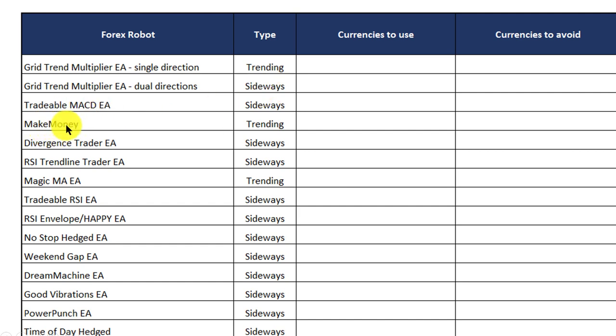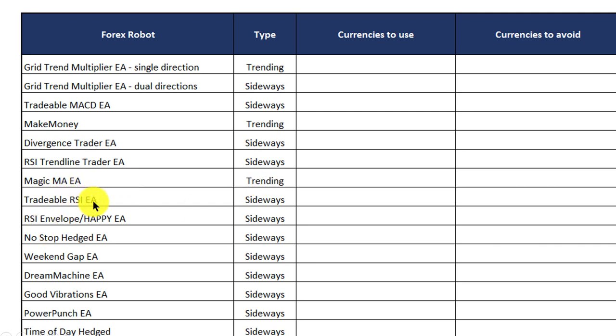The make money is definitely a trending EA because it relies on two moving averages and the ADX indicator. The divergence trader is a sideways one because the divergence is showing reversals. The RSI trendline trader is sideways because its trend lines are reversal signals. The Magic MA is a trending EA because it relies on trends to make money.